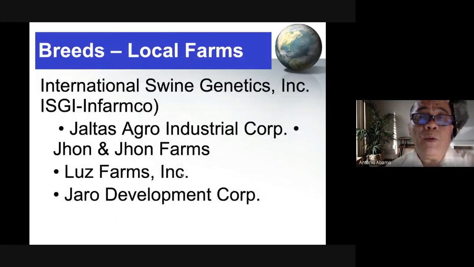Now, what about breeds in the local area? We have few, for example, breeder farms in the Philippines to also support our needs for breeding animals, but only very few. We have International Swine and Genetics Incorporated, or SG Inframco. You have the Jaltas Agro Industrial Corporation and John Farms, Luz Farms, and Haro Development Corporation. Only very few of them are players in the genetics of breeds of animals for our livestock industry.